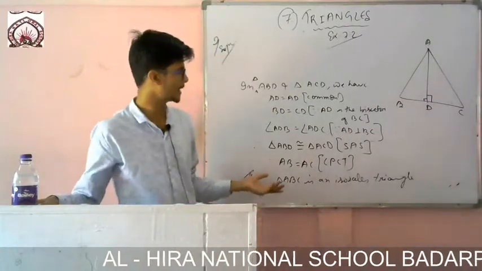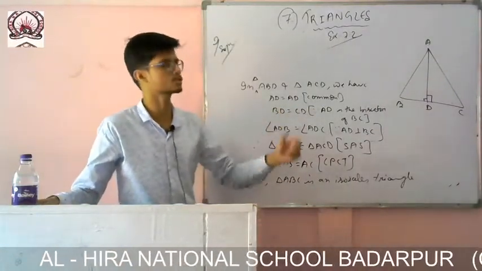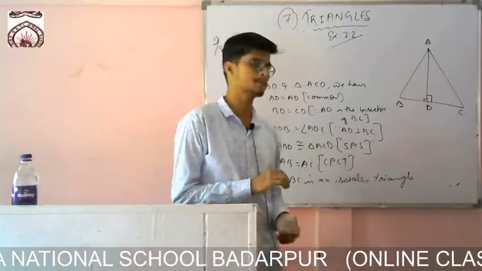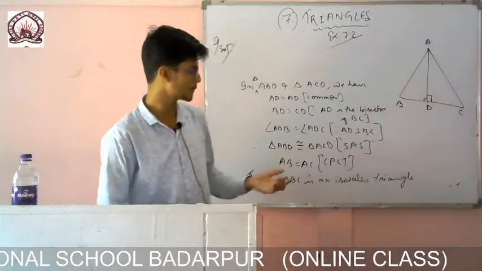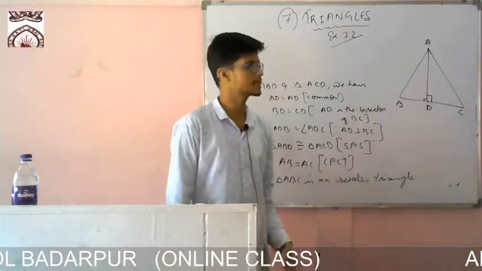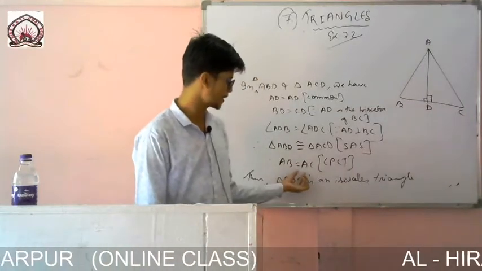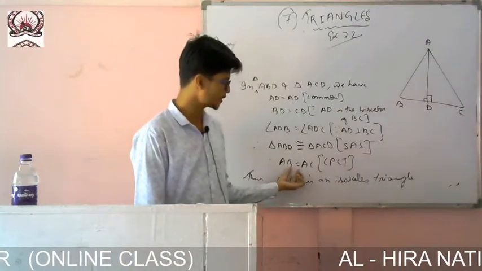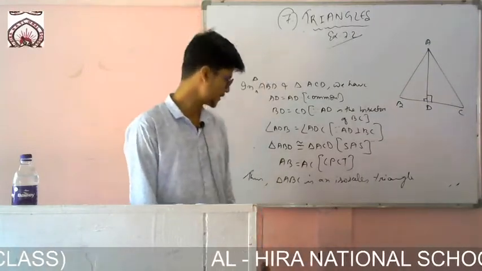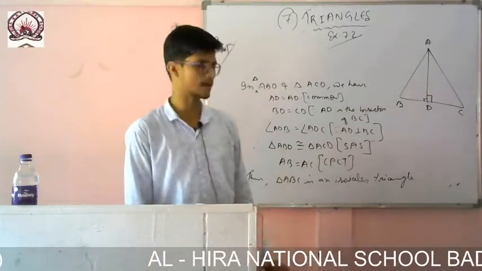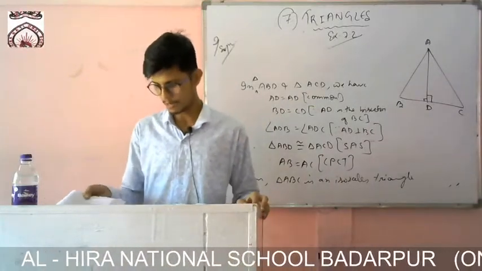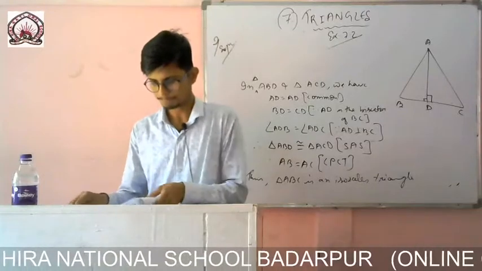So very easy. What I have done, I have just shown that these two triangles are equal, and after that I have used the theorem CPCT, corresponding parts of congruent triangles. With this theorem I have shown that if two triangles are congruent, their corresponding parts will also be equal. So AB will be equal to AC, and that means triangle ABC is an isosceles triangle. Okay, so now let us see question number 3.